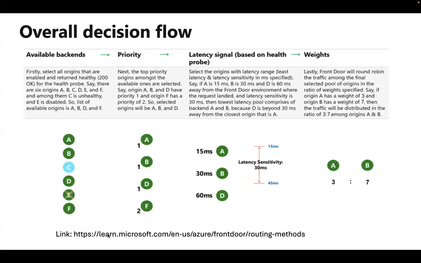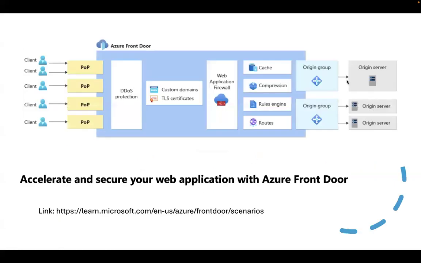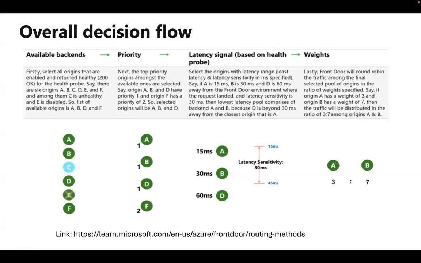I have provided the link, so you can go through it. This link has some more details about how this is working. But overall, on this page you will see this diagram, and they try to explain this. So this is a decision flow. There are multiple origin servers, and how the decision is made about which origin server it has to reach is up to you, depending on which routing is implemented.